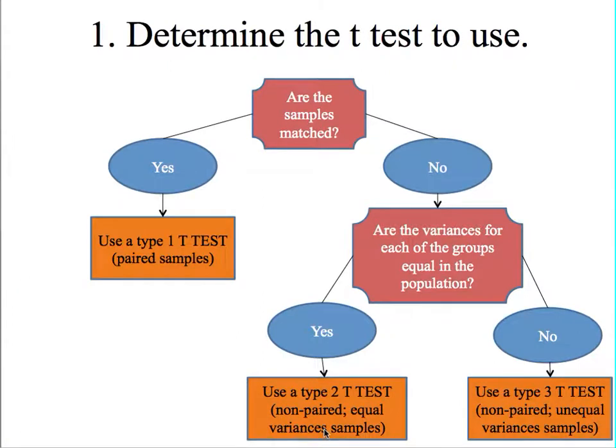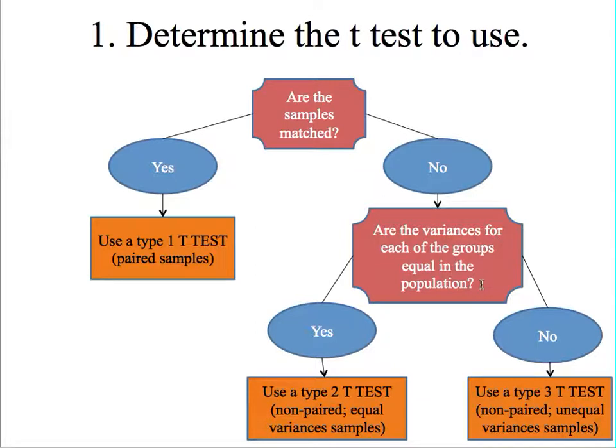First, to determine which t-test to use, you have to ask yourself if the samples are matched. If the answer is yes, then it's straightforward. You use a type 1 t-test, and we will discuss what this means in the next slide. But if the samples are not matched, then you have one more question to ask yourself. Are the variances for each of the groups equal in the population?